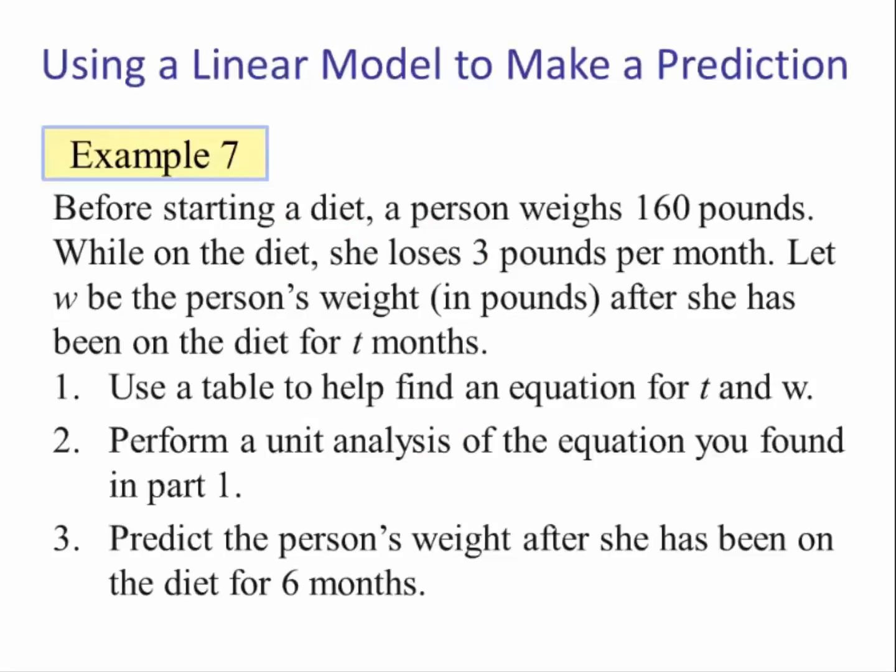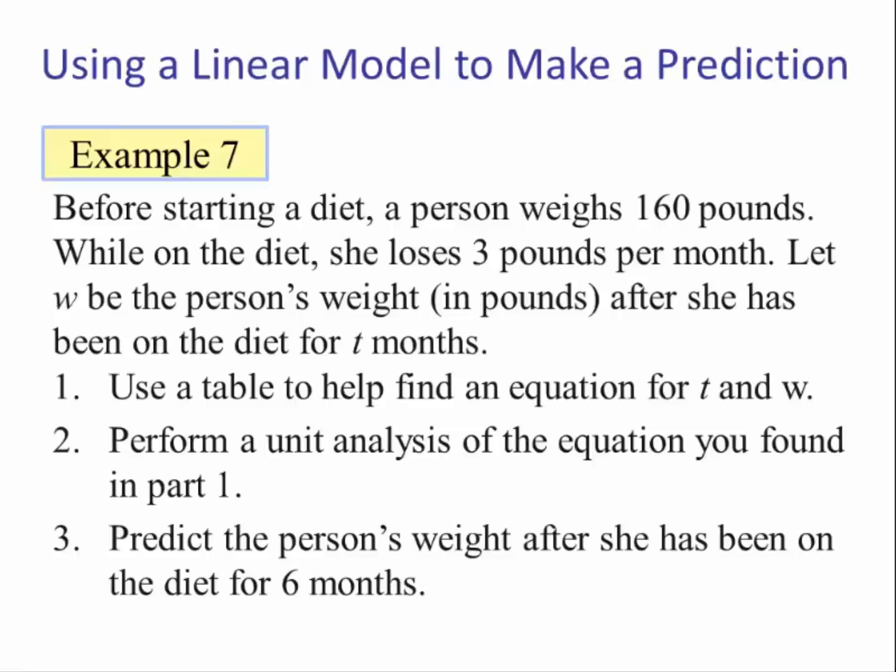Before starting a diet, a person weighs 160 pounds. While on the diet, she loses 3 pounds per month. So every increase of a month, she loses 3 pounds. Let W be the person's weight in pounds after she has been on the diet for T months. Number 1, use a table to help find an equation for T and W. Number 2, perform a unit analysis of the equation you found in part 1. And number 3, predict the person's weight after she's been on the diet for 6 months.